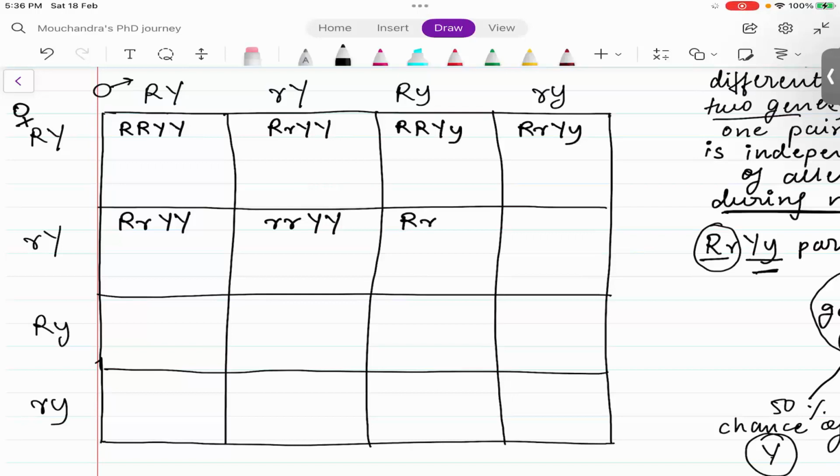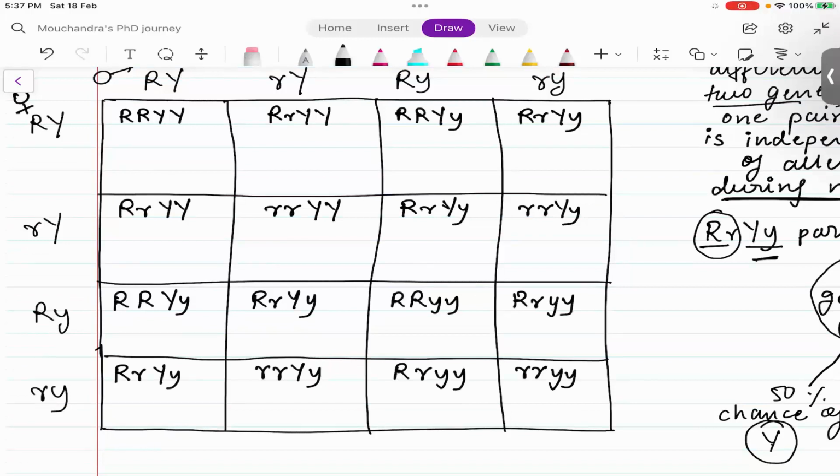capital R, small r, capital Y, small r, capital Y, small y. So you have to carefully look at the rows and columns while writing. You can easily make mistakes if you don't focus while writing. It is a bit more complex than the monohybrid cross because there are 16 squares. So these are all the 16 types of genotypes which are possible.